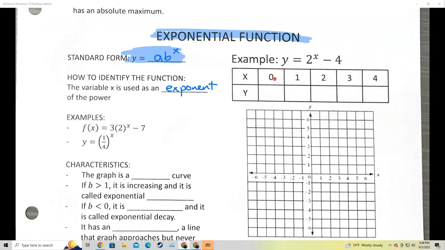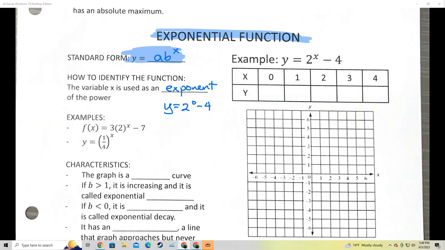So let me go ahead and start substituting the 0 into this equation. I'm going to write y equals 2 to the 0 minus 4. I don't know if you know this, but 2 to the 0 is not 0. Whenever you raise anything to the 0 power, the answer is 1. So for example, 2 to the 0 is 1, 6 to the 0 is 1, 13 to the 0 is 1, 1,000 to the 0 is 1, negative 5 to the 0 is 1.